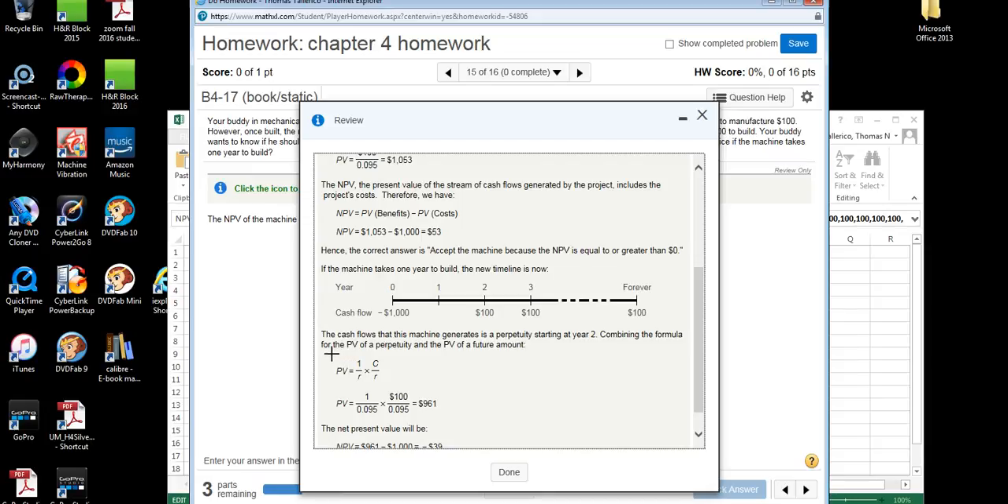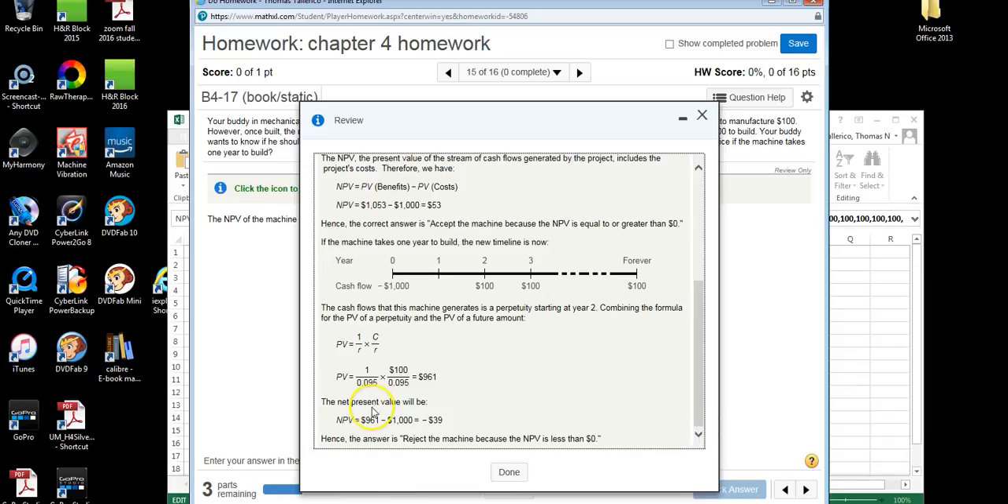You have to combine the formula for the present value of the perpetuity and then the present value of a future amount. So this will give you the perpetuity, and then you just divide that by R to get the present value of a future amount. They do that here and come up with $961. So if you wait a year, because you have to build a machine, you'll notice that this is now 961 and not 1,053.